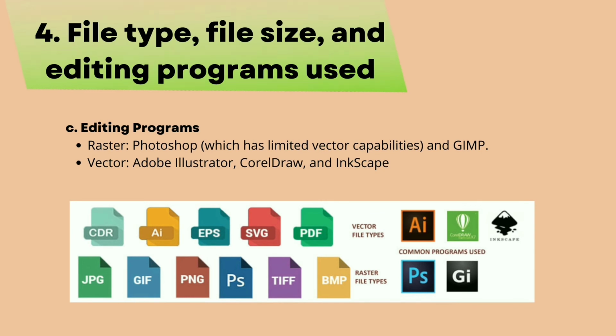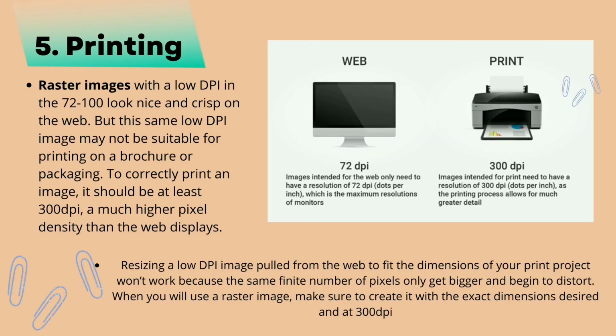Number 5. Printing. Historically, the web displays 72 dpi, or 72 dots or pixels per inch, a relatively low pixel density. However, most modern displays are now much higher. That said, many images on the web are still in the 72 to 100 dpi range, while monitors can display higher resolution. The web also needs to optimize for speed, so images around 100 dpi hit the sweet spot for looking great on a screen, but also loading quickly. With that, raster images with a low DPI in the 72 to 100 range look nice and crisp on the web. But this same low DPI image may not be suitable for printing on a brochure or packaging.